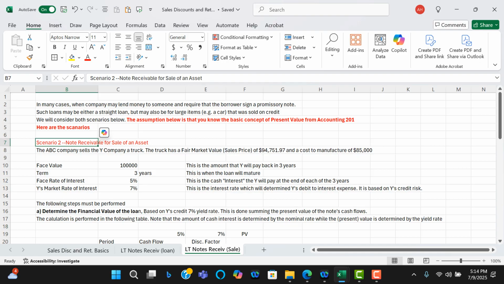So the example is exactly the same. However, in this case, rather than being a loan, the ABC company sells the Y company a truck. The truck has a fair market value sales price of 94,751.97 and a cost of manufacture of 85,000. Now, when you sell something and you finance through a note, there are going to be two sources of revenue. One is the sales price of the truck. You're selling something in your inventory, and that's revenue. And your cost of goods sold is 85,000, so you're going to have a gross profit of 9,751, something like that.